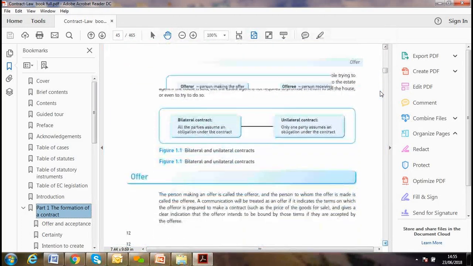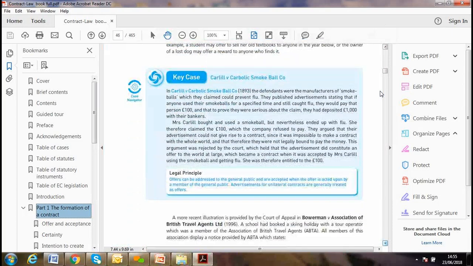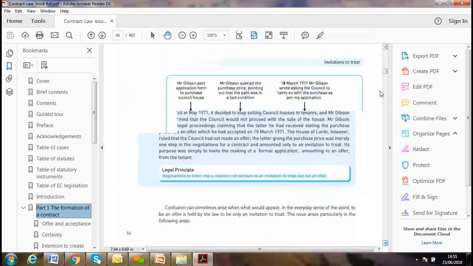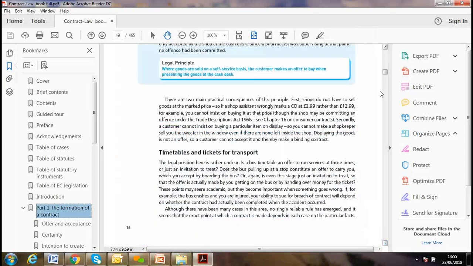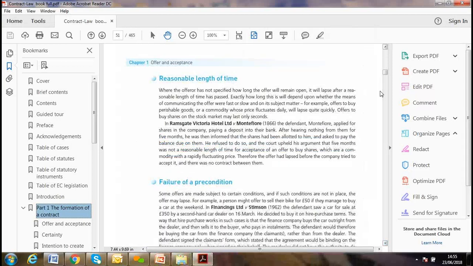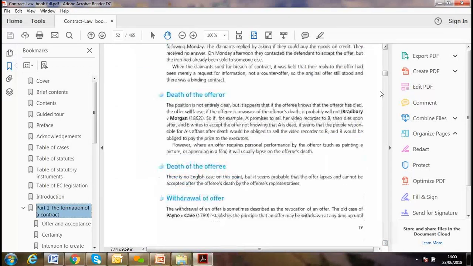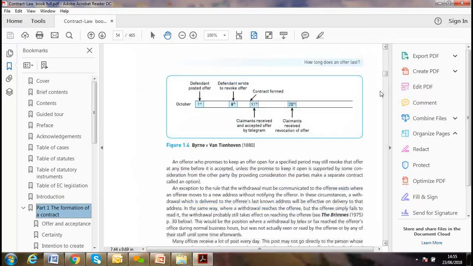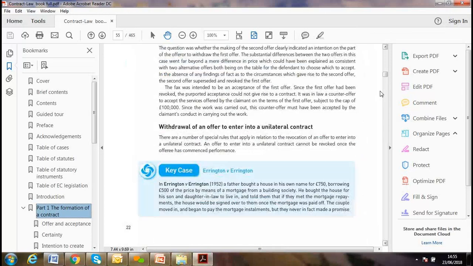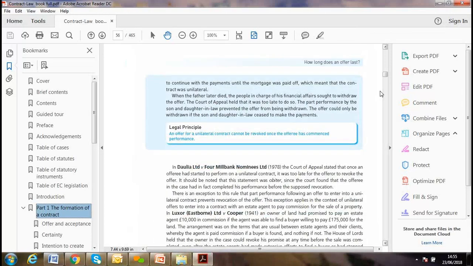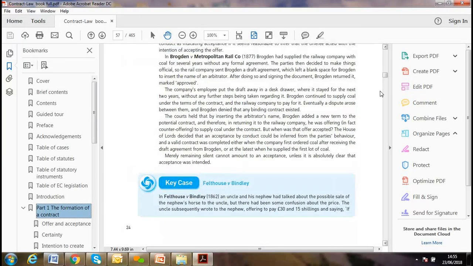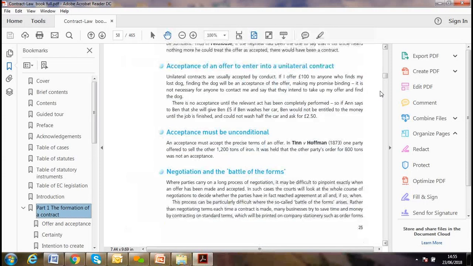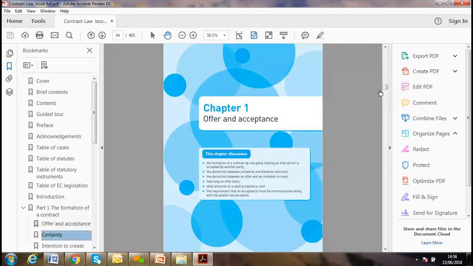What is meant by offer? What is meant by acceptance? What is a bilateral contract? Invitation to treat. Time scale, agreement, failure. You don't need too much, but you can add one or two cases if you want to demonstrate and explain acceptance. So these all come under the part on contract.